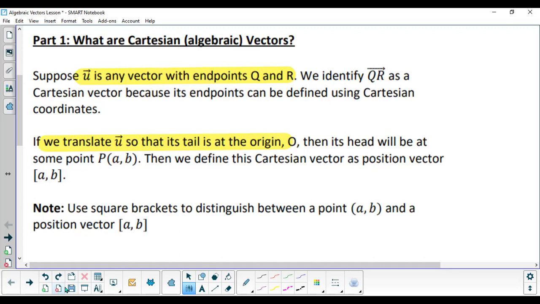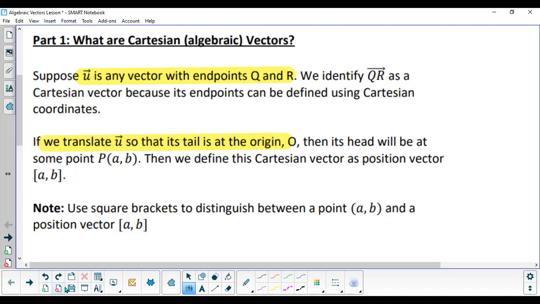For algebraic vectors, the steps are a little bit more simplified. That's why I really want to stress the strategies in this seminar can only deal with Cartesian algebraic vectors because we're talking about a coordinate system and we're translating our vectors to become position vectors. It's definitely a different topic from Unit 3. This is exclusively the strategies for Unit 4.